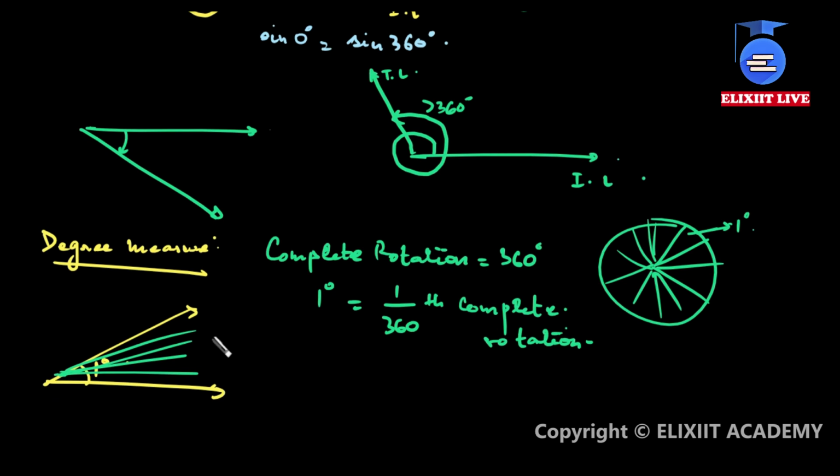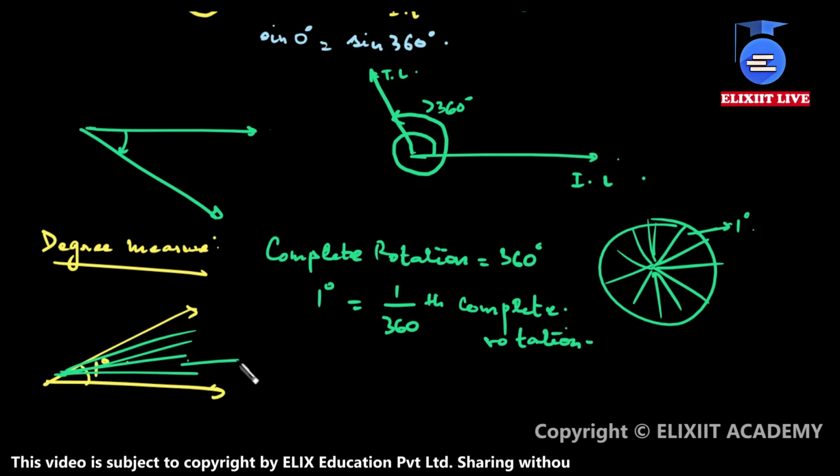And this was divided into minutes. Each of these were known to be minutes. Basically, we say 1 degree to be 60 minutes. Just in this manner, if we divide 1 degree into 60 parts, each of these very small portions were further divided.